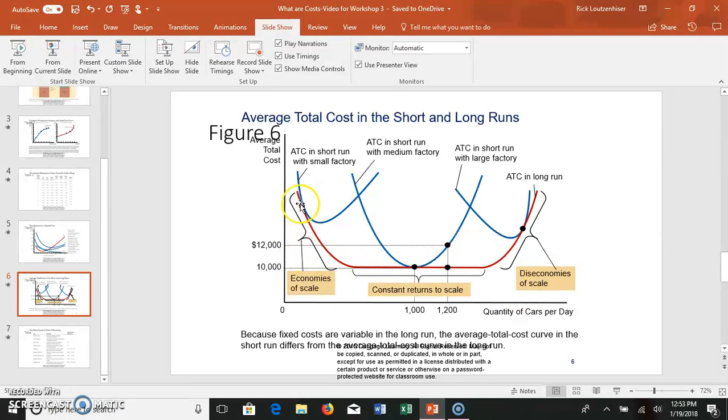Over here, you're getting an economy of scale. Increasing the size lowered your cost. And in here, you are operating at what they call the minimum efficient scale. You are in a scale that is perfect for keeping your costs minimized, okay?